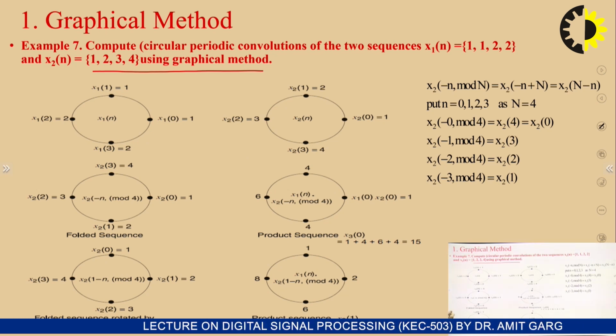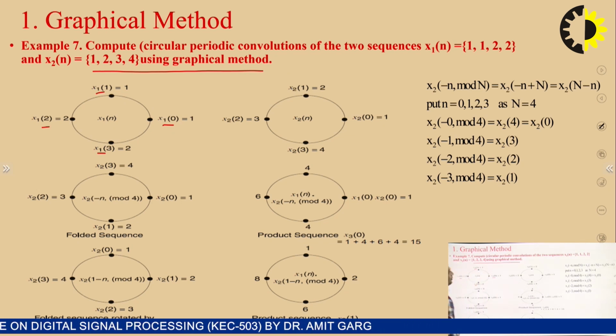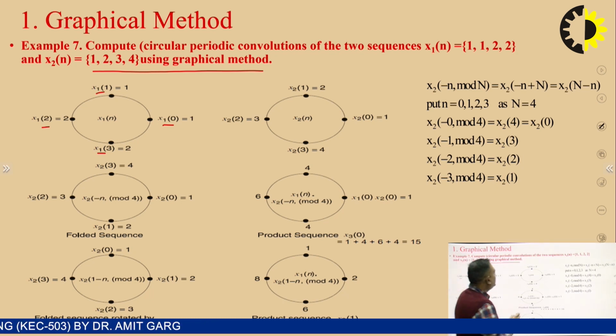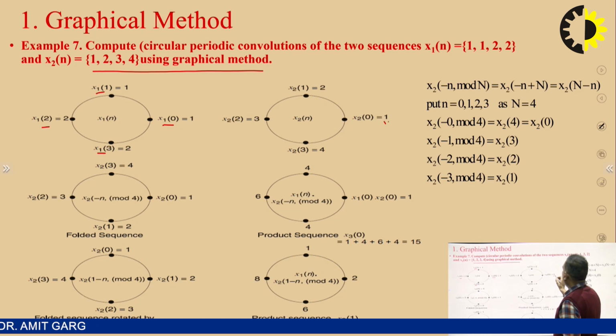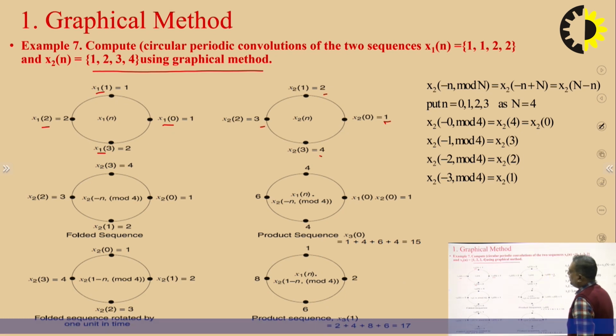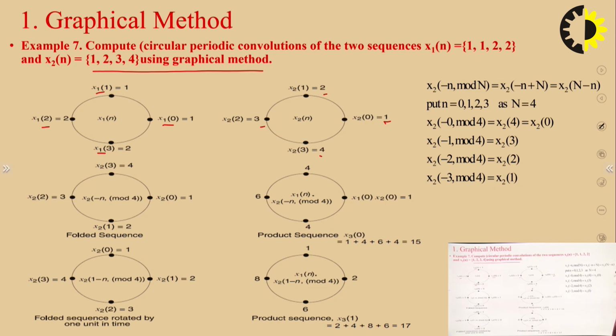Okay, so x1[0] is this, x1[1], x1[2], x1[3], the element values are written in front of these positions. And this is the second sequence x2[n]. You can see this is 1, 2, 3, 4. Now we have to perform the circular convolution. Circular convolution is similar to simple convolution. This operation consists of folding, shifting, multiplication and addition, and all these operations will be performed here also.